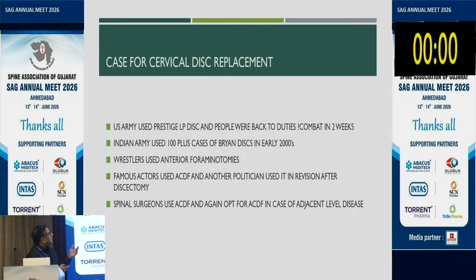A case for cervical disc replacement: people in the army have used it and gone back to duties in 2 to 6 weeks. But wrestlers in the US and Japan will use foraminotomies compared to anything else, disc replacement or otherwise. Famous actors used ACDF, and some politicians used it in revision after they had just done a discectomy.